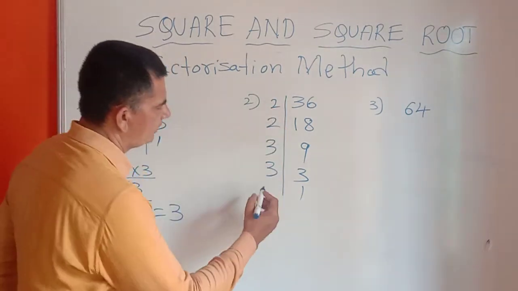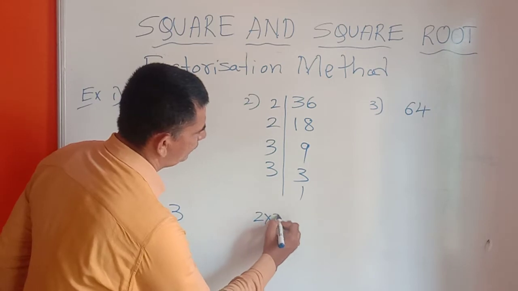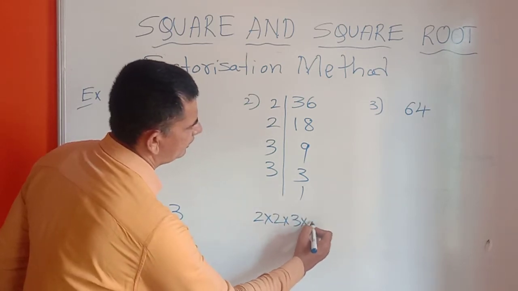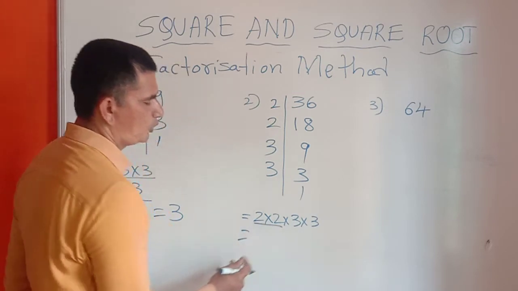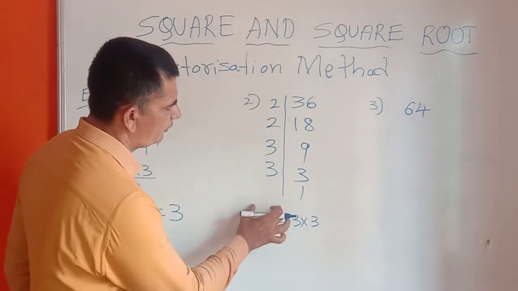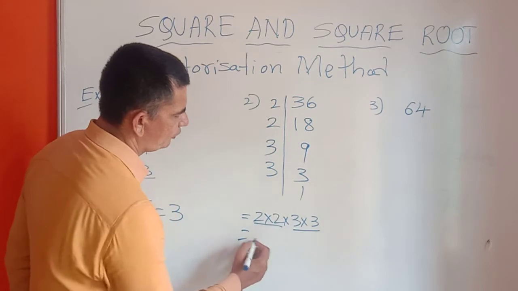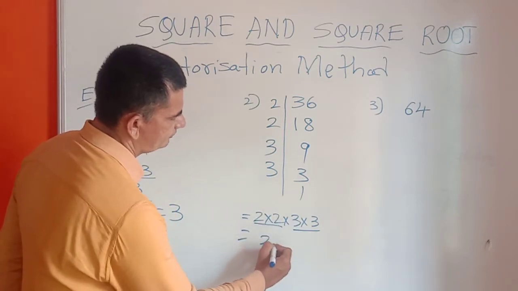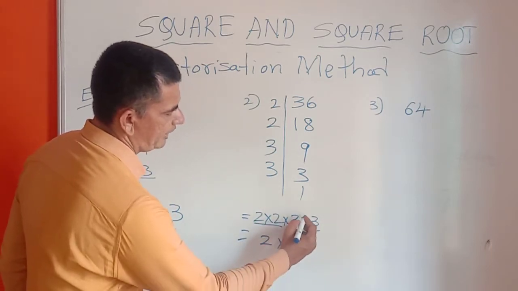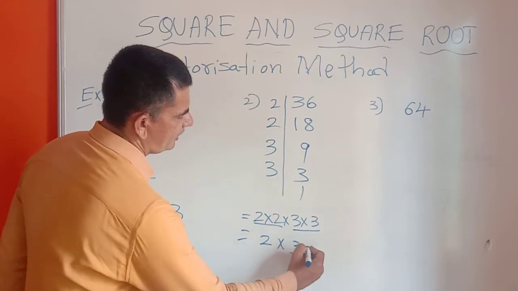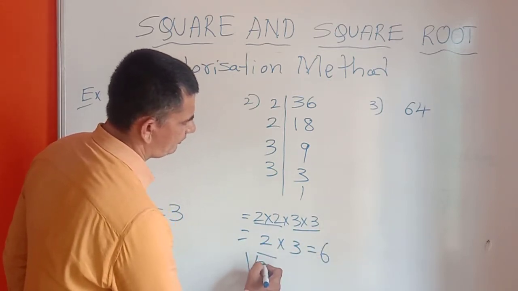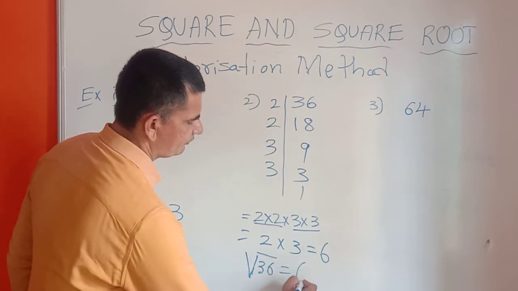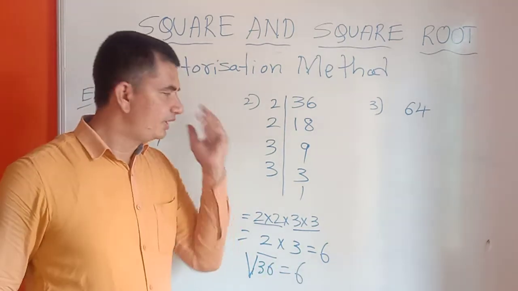Then we have to write all these factors: 2 into 2 into 3 into 3. Next step, we have to make groups of 2. 2 into 2 is one group, and 3 into 3 is one group. You have to take only 1 from each group. So 2 3s are 6. So the square root of 36 is equal to 6. Like this we have to find it.